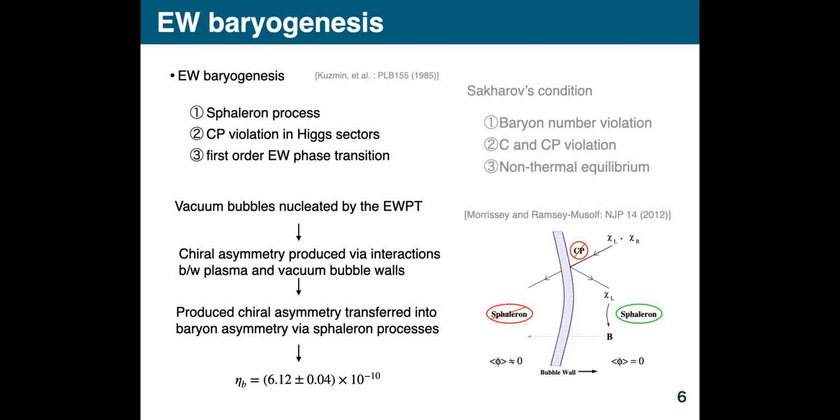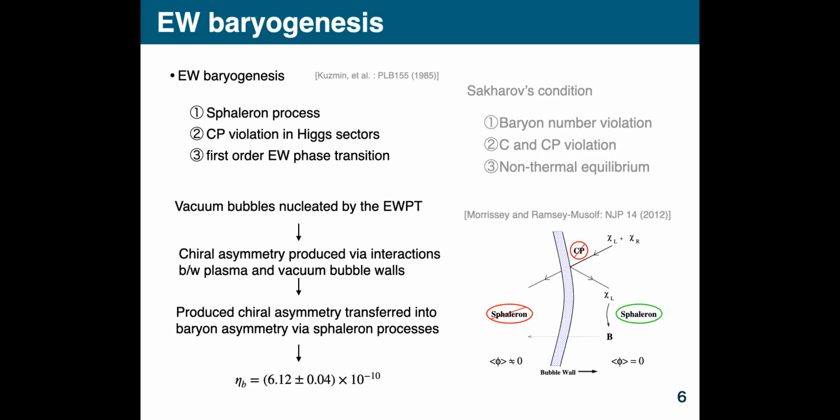And then the produced chiral asymmetry can be transferred into the baryon asymmetry via the sphaleron process. Then this produced baryon density goes to the inside of the vacuum bubble, and if the sphaleron process is decoupled inside the vacuum bubble, then a sufficient amount of baryon asymmetry can be explained. So this is the outline of the electroweak baryogenesis.